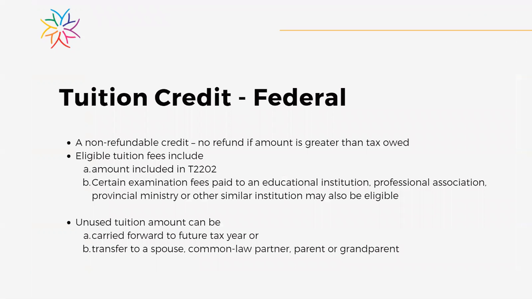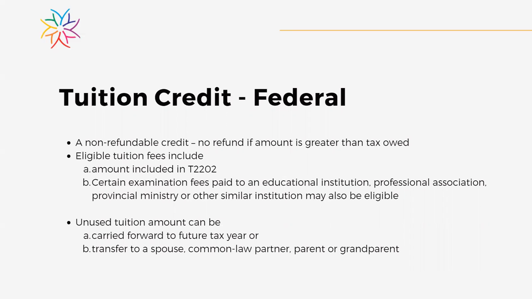Both the federal and some provincial governments provide tuition credits to students. Our focus will be on the federal tuition credit, as many provinces, including Alberta, BC, Saskatchewan, and Ontario, have eliminated their provincial tuition credit in the recent years. The federal tuition credit is a non-refundable credit, meaning if tuition amount is greater than tax owed, you won't get a refund from the claimed amount.